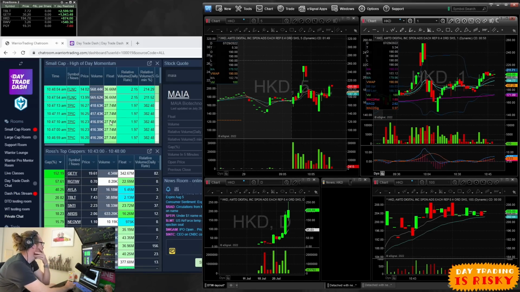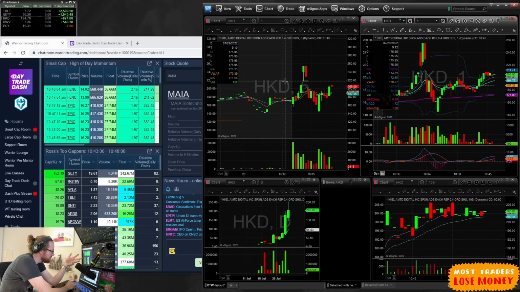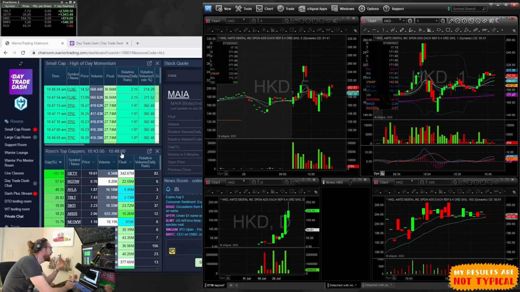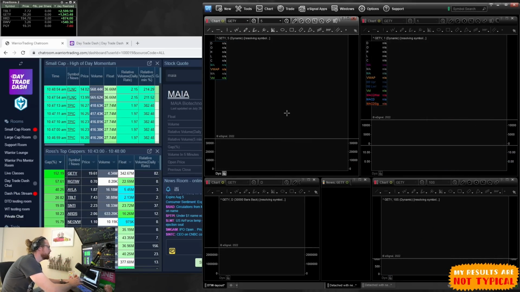Okay, so now let's talk about the rest of the day. So this morning when I sat down, the routine is the same every day. You guys know my routine. I sit down and I start by looking at the gap scanner, Ross's top gappers. All right, so leading gapper this morning was Getty.